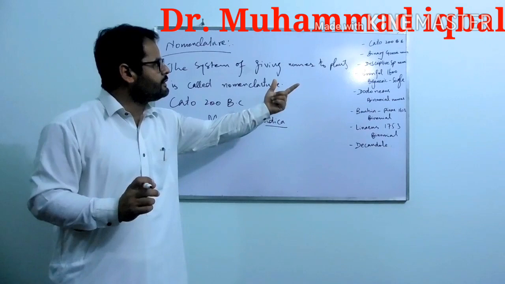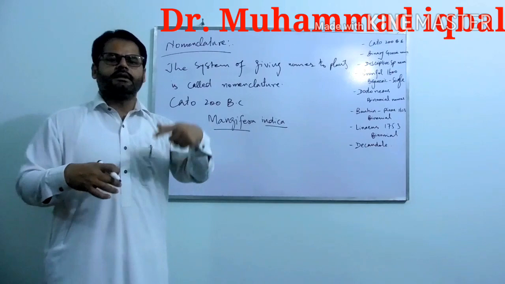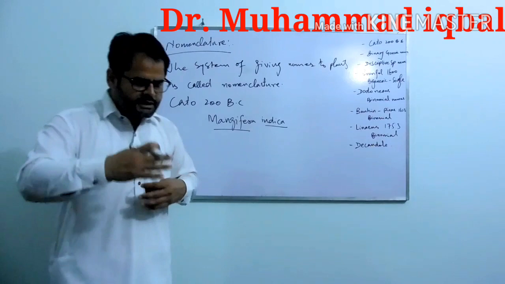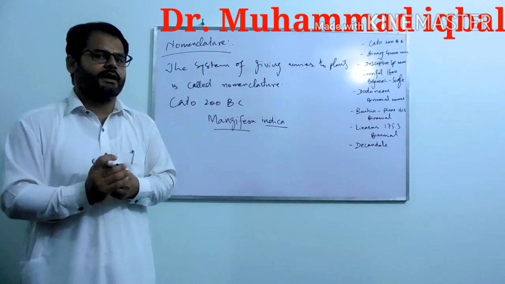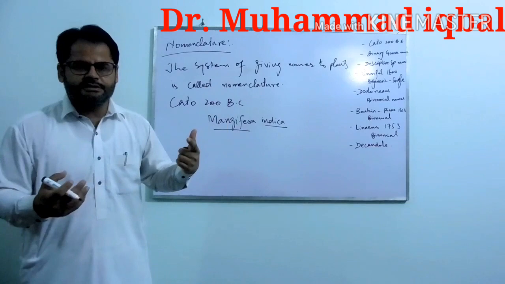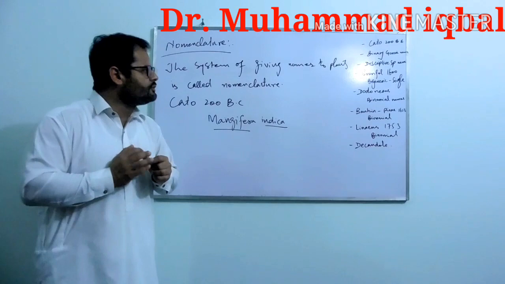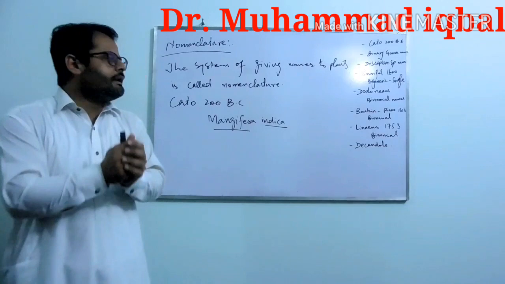Later on, in the 16th century, Brunfels used a method to convert the binary generic name into a single one. So that was basically the evolutionary aspect of the naming of plants, or the evolutionary aspect of nomenclature. Later on, another scientist, Dodonaeus, came and used binomial names for plants.